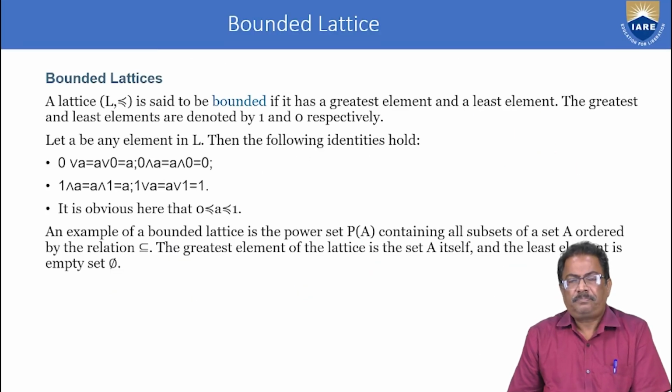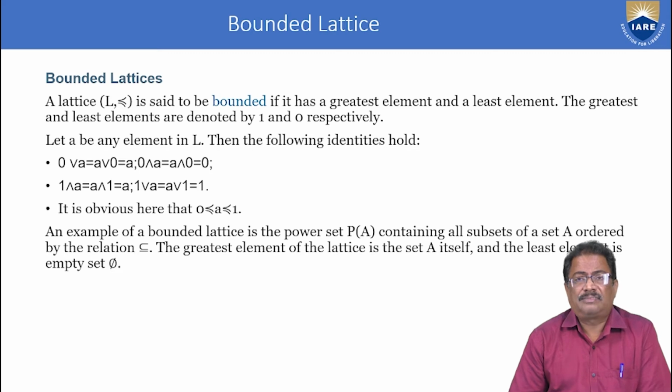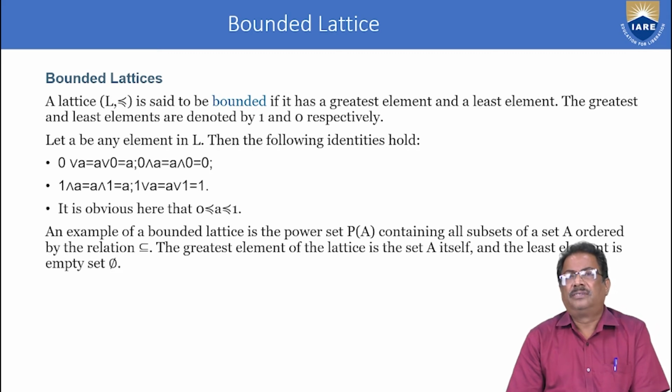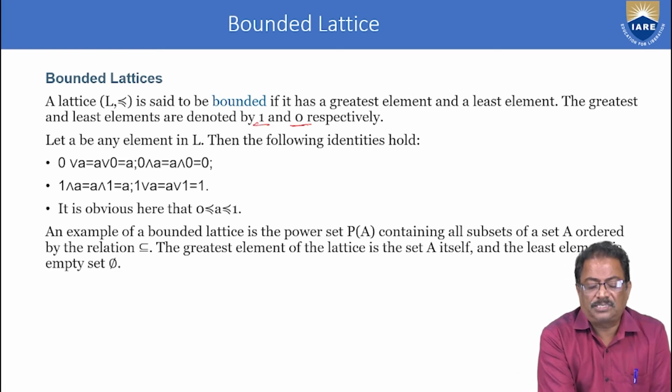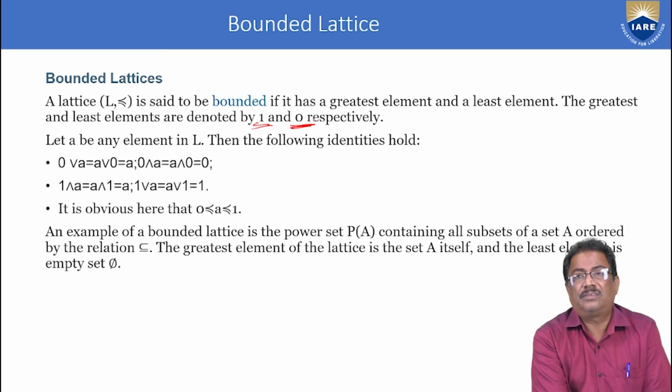Now, bounded lattice. There are different types of lattices. In that, first let us consider the bounded lattice. A lattice L is said to be bounded if it has the greatest element and the least element. The greatest and the least elements are represented with 1 and 0. Greatest element is 1 and the least element is 0.